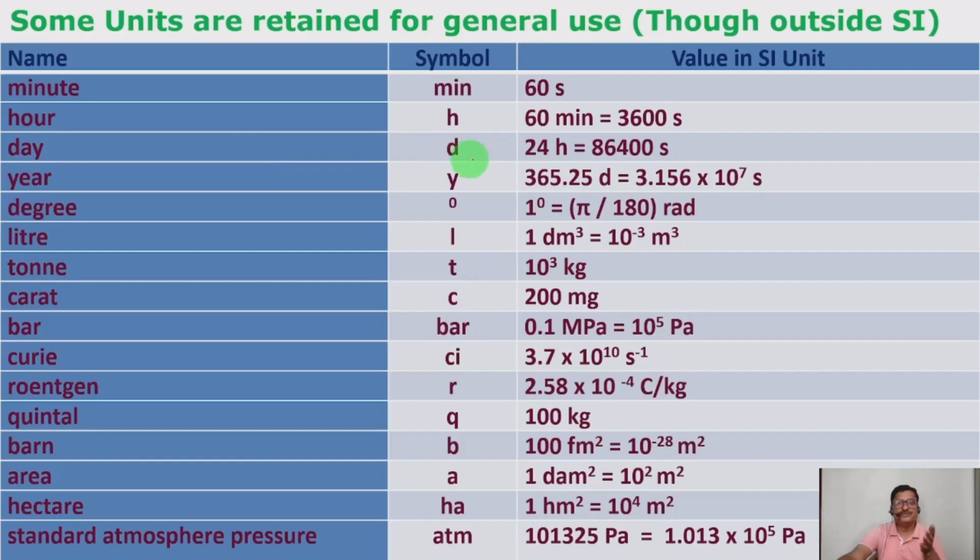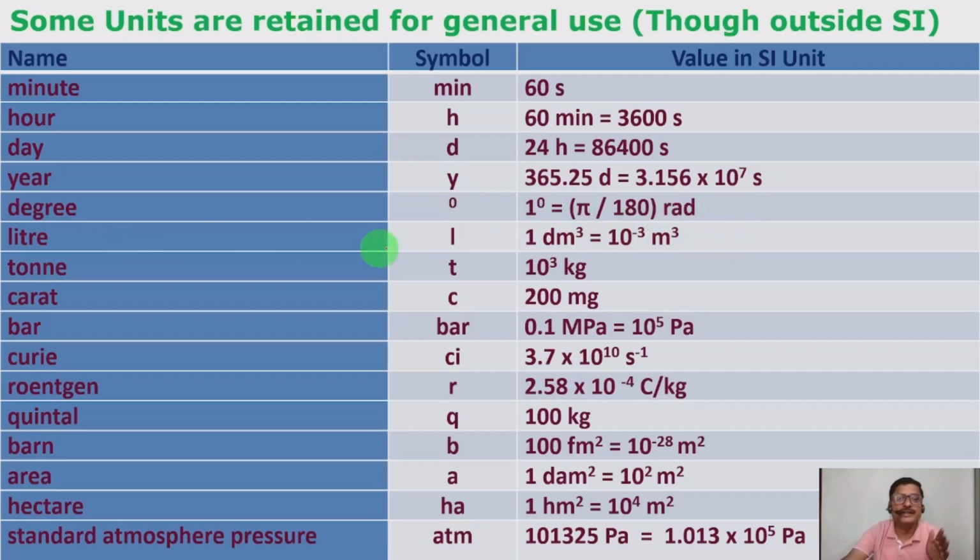Day, D, is 24 hours, that is 86,400 seconds. Year, Y, is 365.25 days, that is 3.156 into 10 raised to 7 seconds. Degree: 1 degree is equal to pi by 180 radian. The degree is what we commonly use, but in terms of the radian, we have to take pi by 180 for the SI unit.